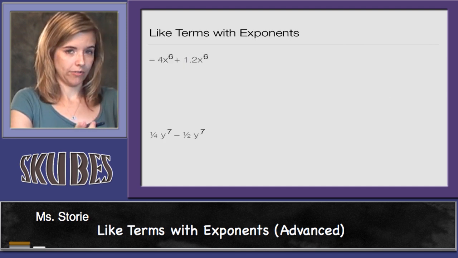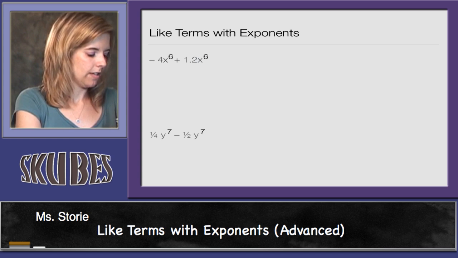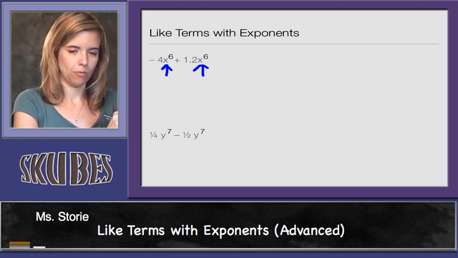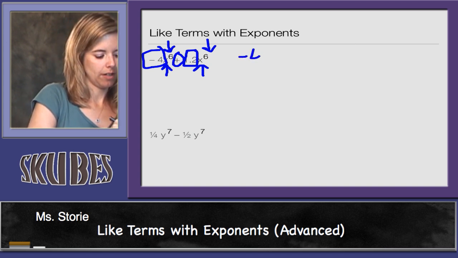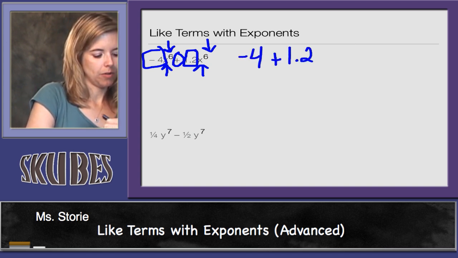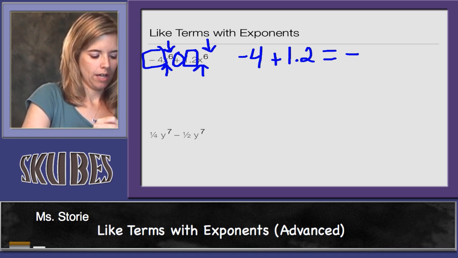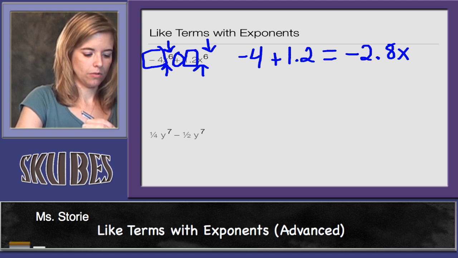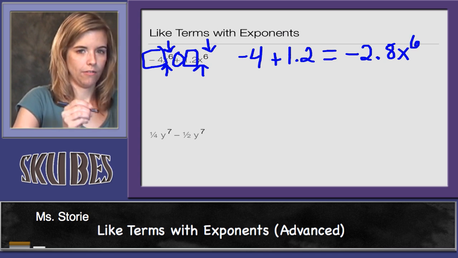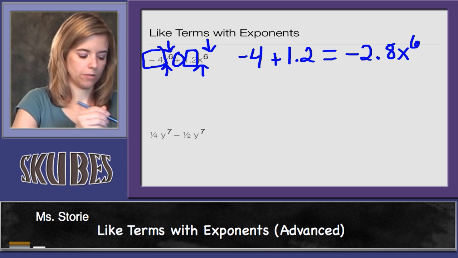Okay, first of all, you have to check to see if they're like terms before you can add or subtract. Take a look at the variables. Yep, they're both x's. And now take a look at the exponents. They're both 6's. These are like terms, so we can actually take the coefficients now, which is negative 4, and add it to 1.2. You're going to get a negative number, and it's going to be negative 2.8. Now, you don't change your variable, you just recopy it, and you don't change your exponent. The variable and the exponent always stay the same whenever you're adding or subtracting.